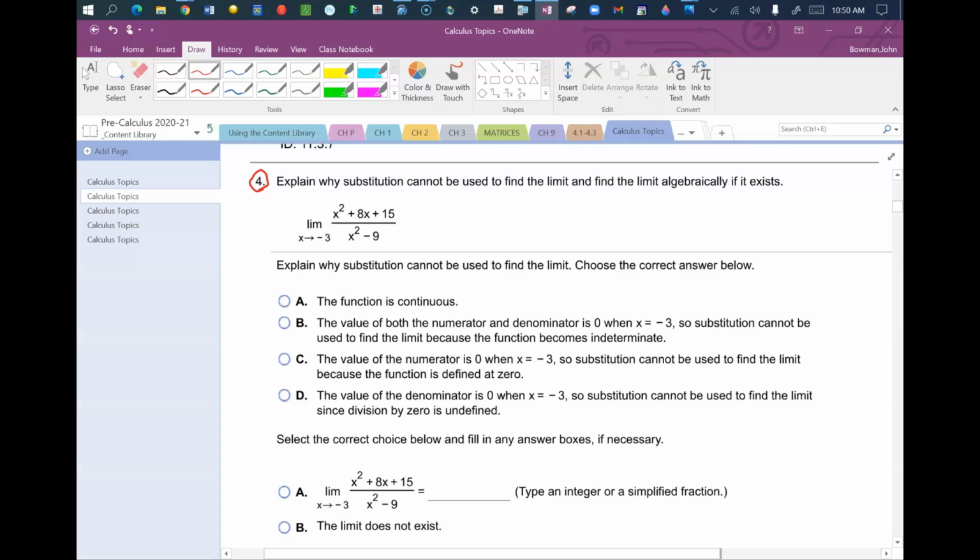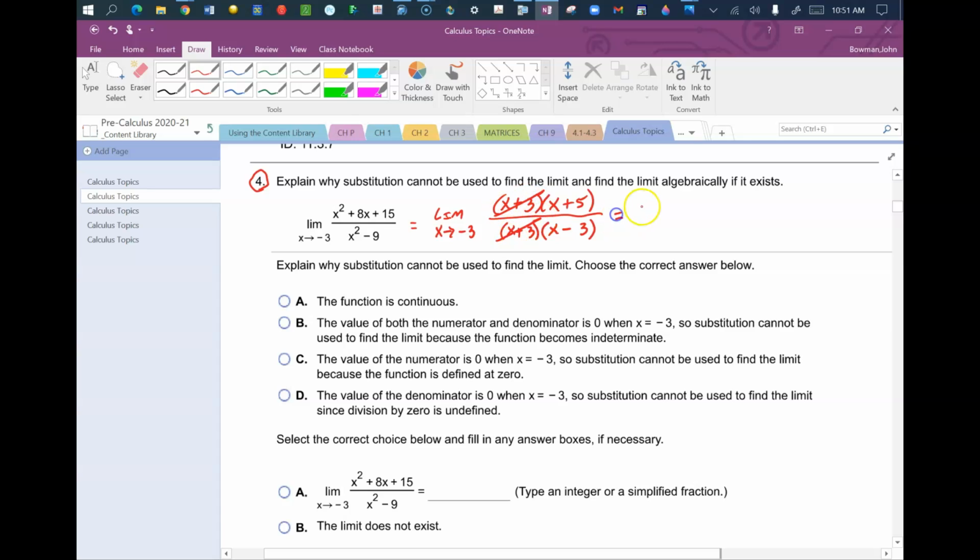So if substitution fails, the next thing you try and do is simplify algebraically. So one of the things that often happens is you have common factors that you can factor out and then cancel out. So this problem could be considered the following. X squared plus 8x plus 15 factors into x plus 3 times x plus 5. The denominator factors into x plus 3 times x minus 3. So you see that you can cancel out the x plus 3's.